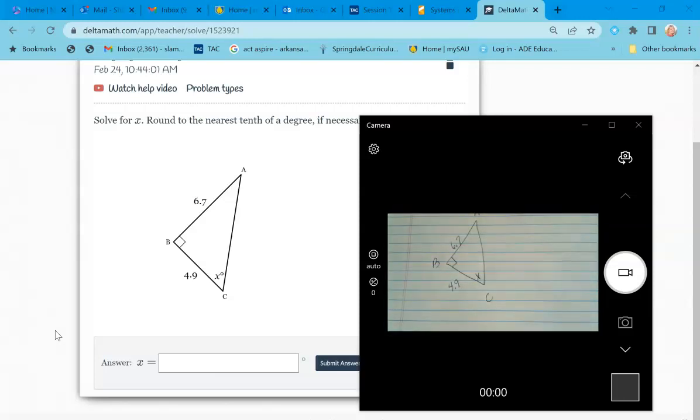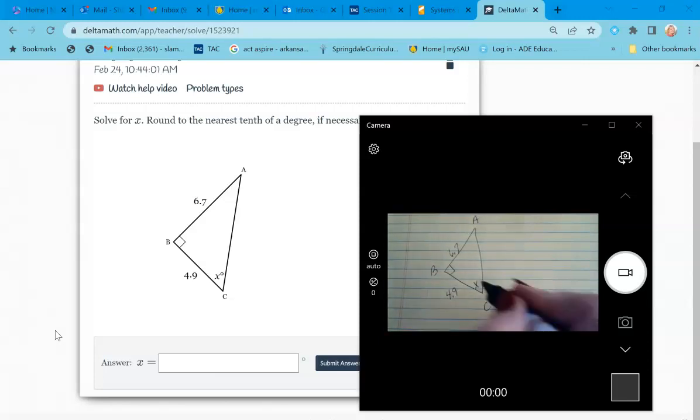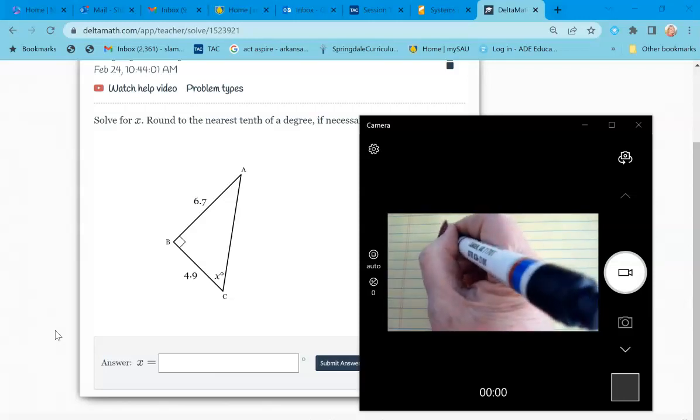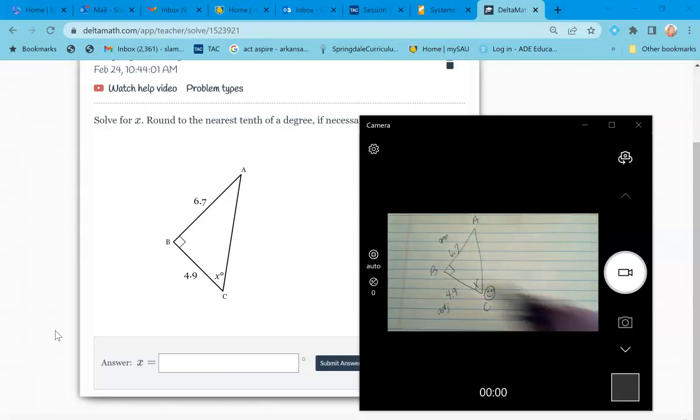Okay, we're using trig to find the angle. So this is the angle I'm interested in. So here sits smiley. This is my opposite. This is my adjacent. That tells me that I'm using tangent. So that's going to be 6.7 over 4.9.